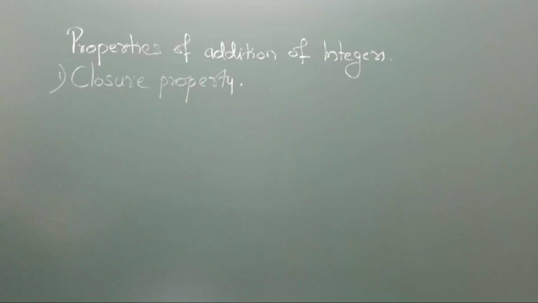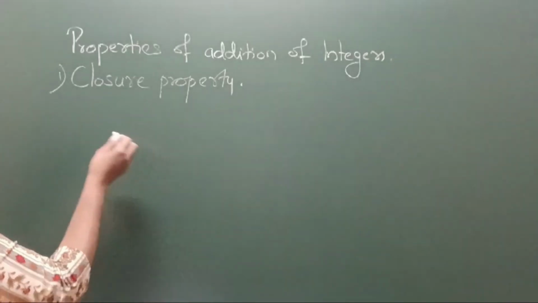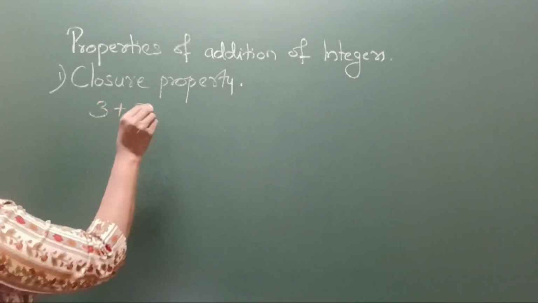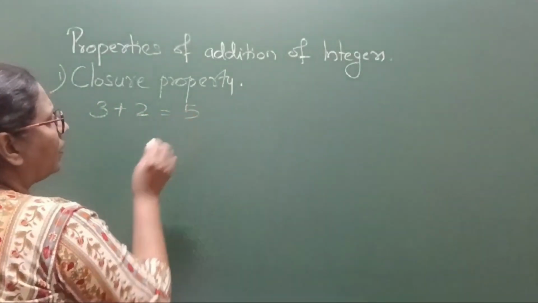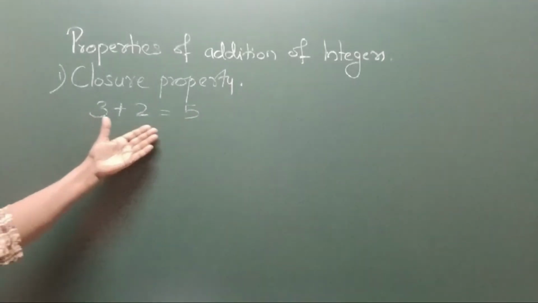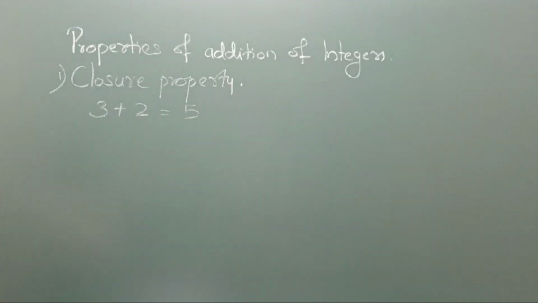Now we'll see properties of addition of integers. First property is closure property. In this, the sum of two integers is always an integer. Example, 3 is one integer, 2 is another integer. The sum of these two integers is another integer, that is 5. 3 plus 2 is equal to 5. 5 is also an integer, that is closure property.